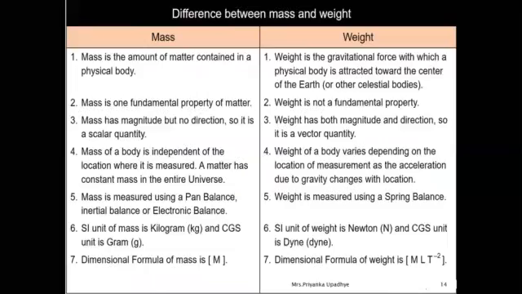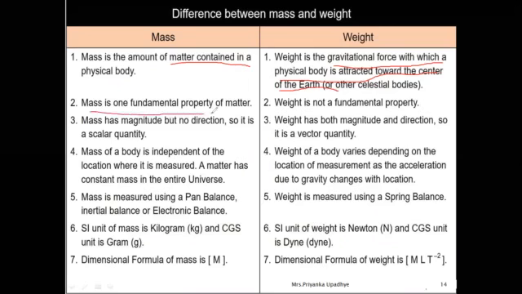So let's see the differences between mass and weight. The first difference is the definition itself. Mass is the matter contained in a body. But weight is the gravitational force with which a physical body is attracted towards the center of Earth, or any other celestial object. Here, mass is the fundamental property of matter. Weight is not a fundamental property of matter.